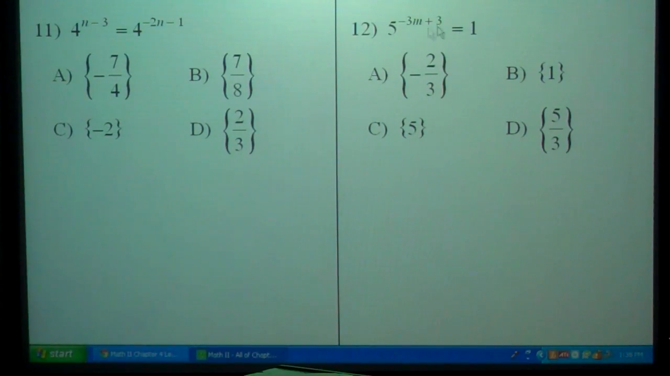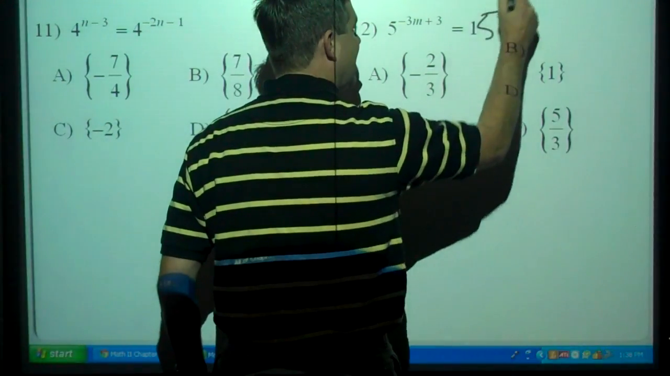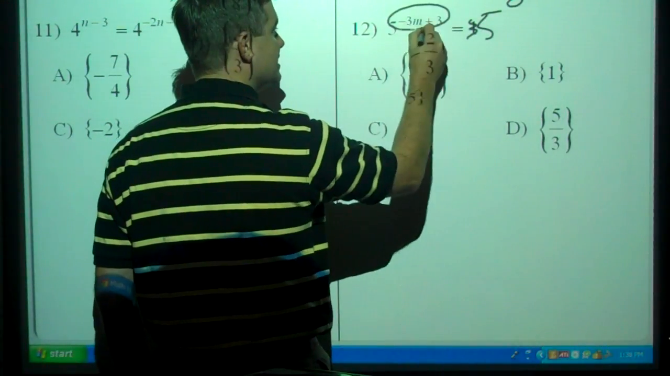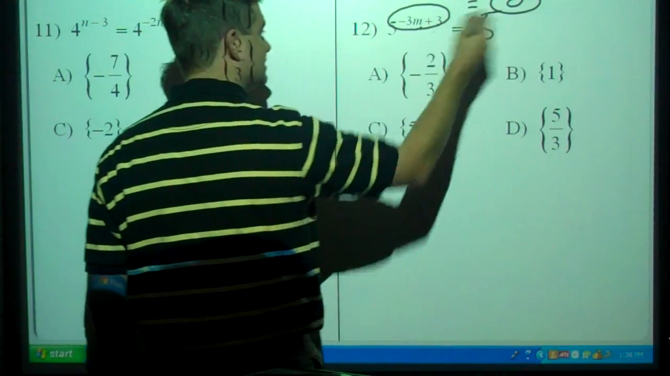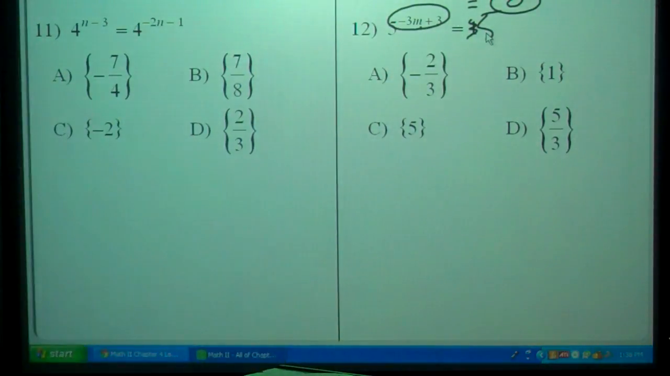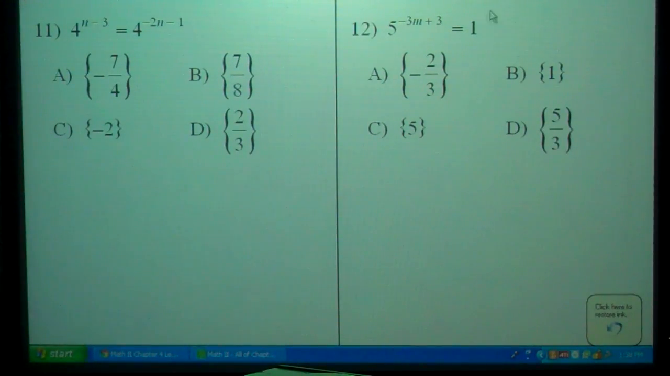Number 12 is a bad problem because the bases aren't the same. I think what they wanted you to figure out was that 1 is the same thing as 5 to the 0. Then you can set this stuff equal to this stuff. Set that equal to that and solve. I'll try not to give you one like that. That's kind of ugly. But now that I've shown it to you, you just change this into 5 to the 0 and then you can solve. Pause because I'm getting ready to show you the answers. The answers are D and B.